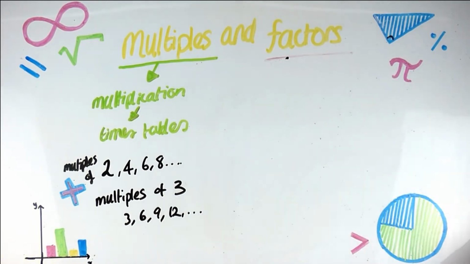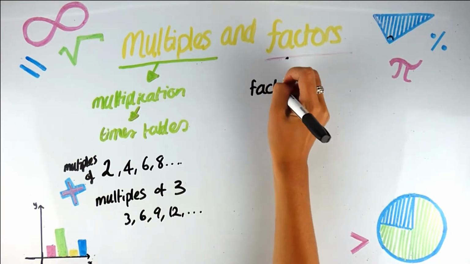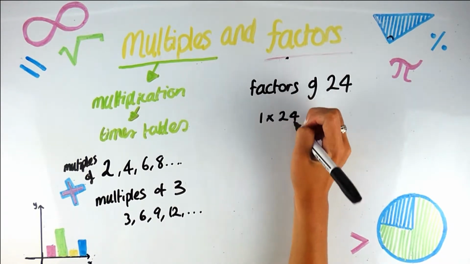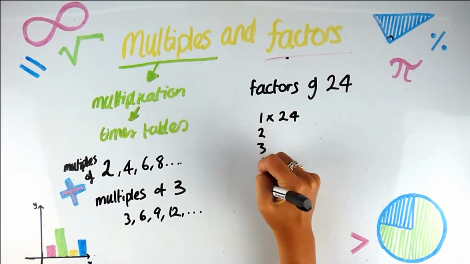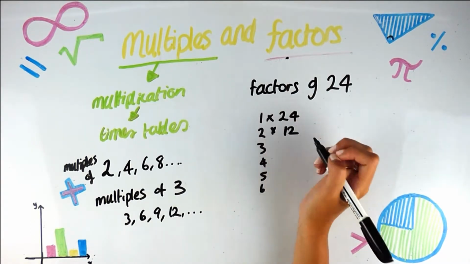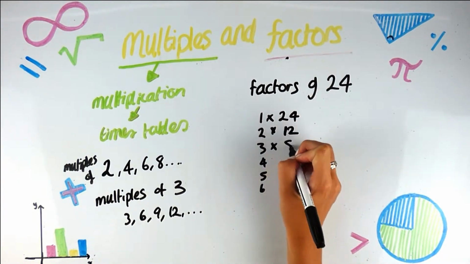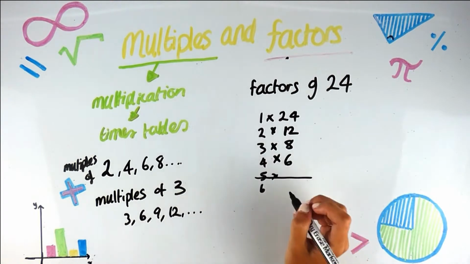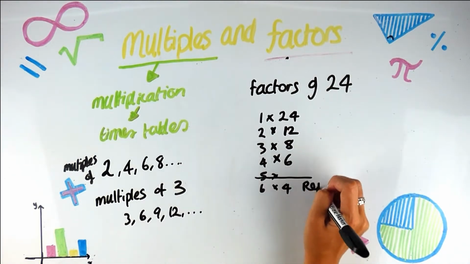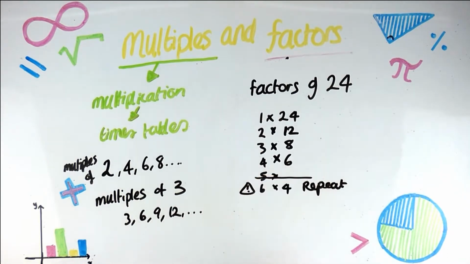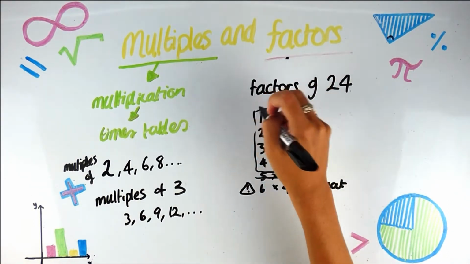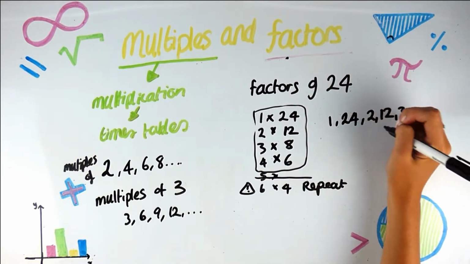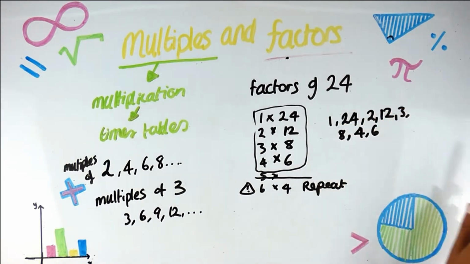Let's do another example of finding factors. If I want factors of 24, I could do 1 times 24, 2 times 12 is 24, 3 times 8 is 24, 4 times 6 is 24, 5 times nothing, that doesn't work, and then 6 times 4, and here's my repeat. So I stop there. Now I know that these are my factors. You can divide 24 by 1, 24, 2, 12, 3, 8, 4, and 6. It's quite a lot.